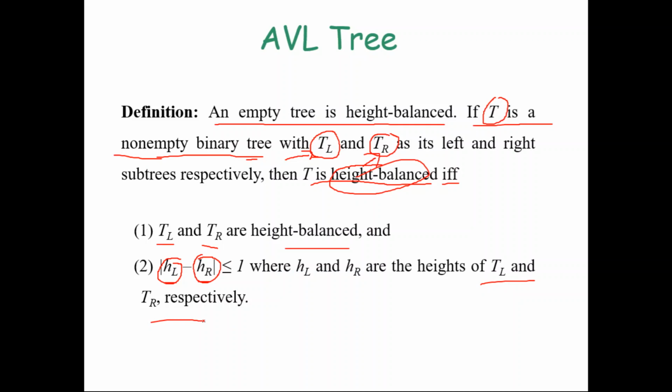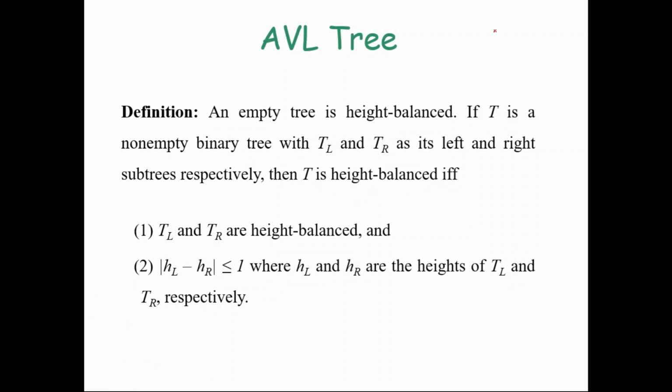So HL is the height of the left subtree, which is TL, and HR is the height of the right subtree, which is TR. Then perform HL minus HR and ignore the sign, and if that value is less than or equal to 1, then that tree is said to be a height balanced tree.